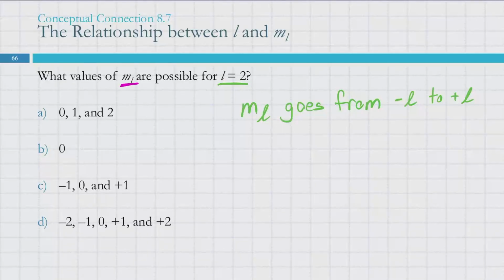I do my L's cursive for this. I'm not sure why. I think that's just how I've seen it. So from negative to positive, and we've got a value of 2. So we've got negative 2, negative 1, 0, positive 1, positive 2 as our values. So our correct answer here would be D. For the numbers part of this, you kind of just have to memorize the rules.